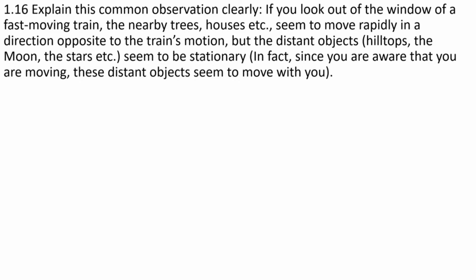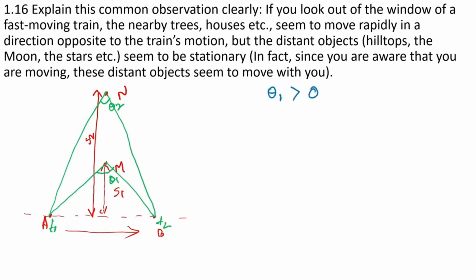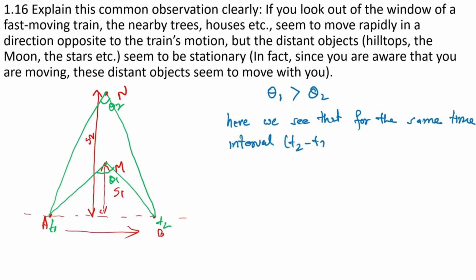So let's have a pictorial representation of this case. An observer moved from point A to B and is seeing two objects, M and N. M is nearer and N is farther. M is at distance S1 and N is at distance S2. They make angular movements of theta 1 and theta 2. Here theta 1 is greater than theta 2, that is, the nearer object is making a greater angle.